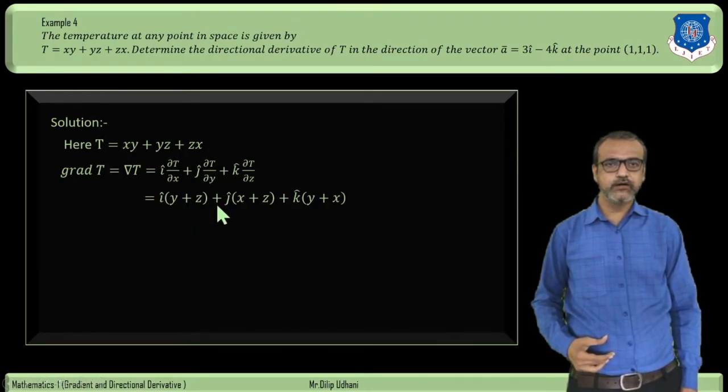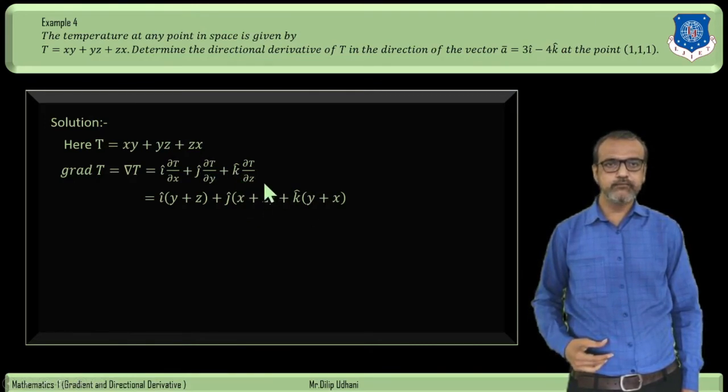Similarly we will find del T by del y. j cap will be as it is. Del T by del y means partial derivative of T with respect to y, so we have to keep x and z constant. For the first term xy, x is constant, derivative of y is 1, so it is x. Then for the term yz, derivative of y is 1 and z is constant, so it will be z, and zx is constant, so its derivative will be 0.